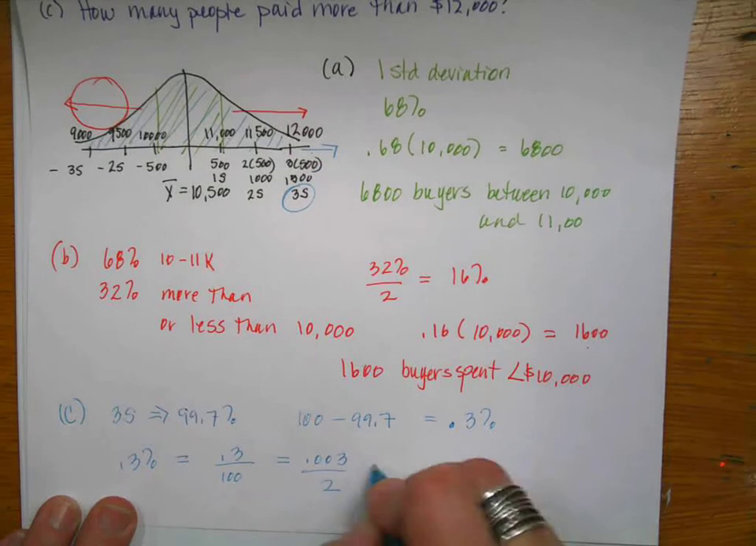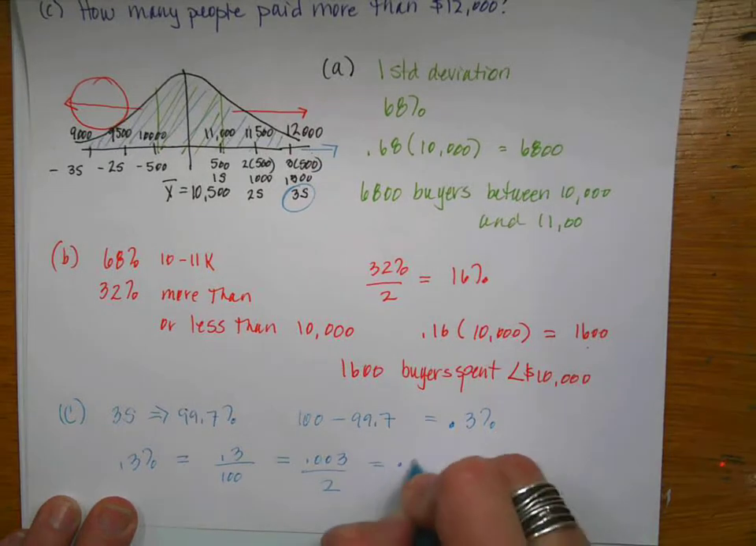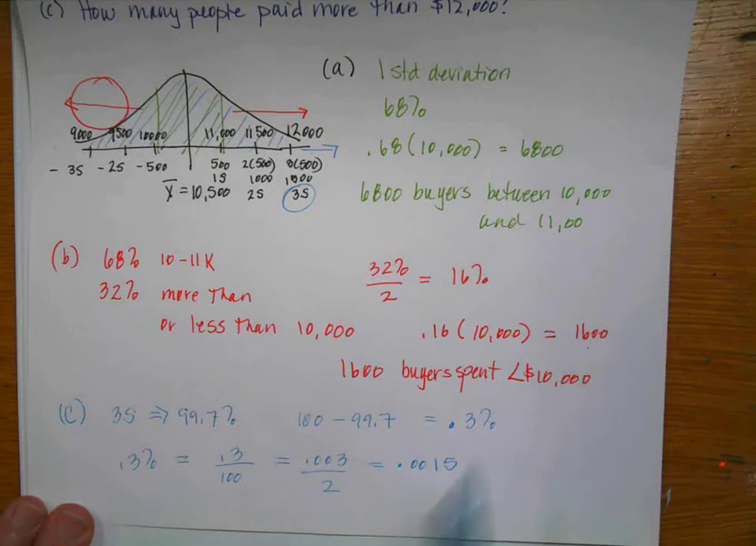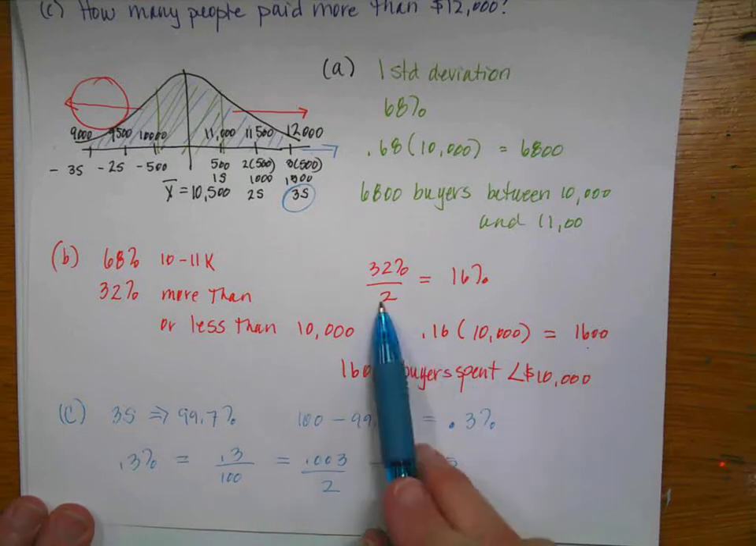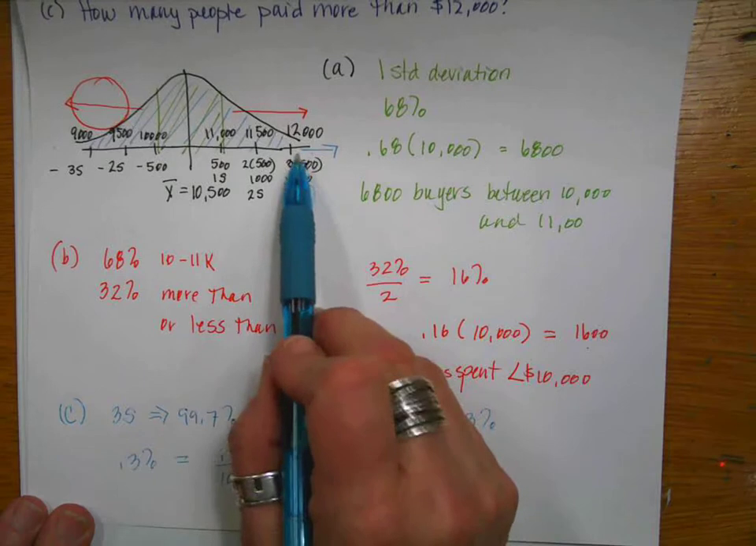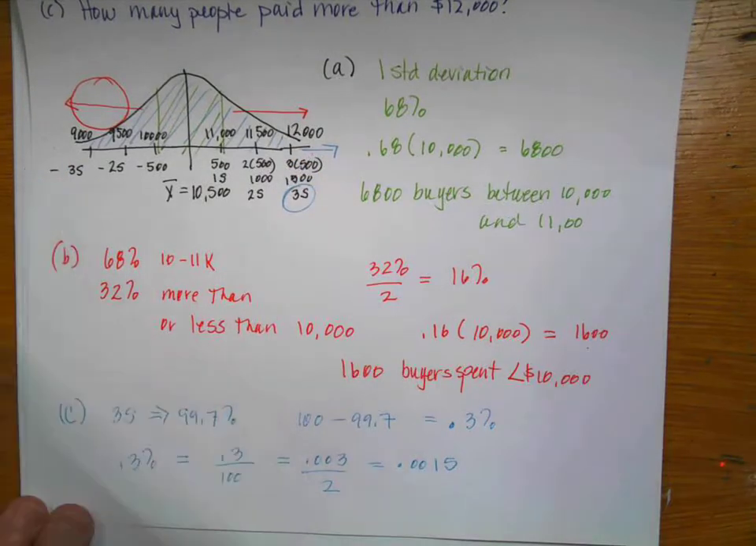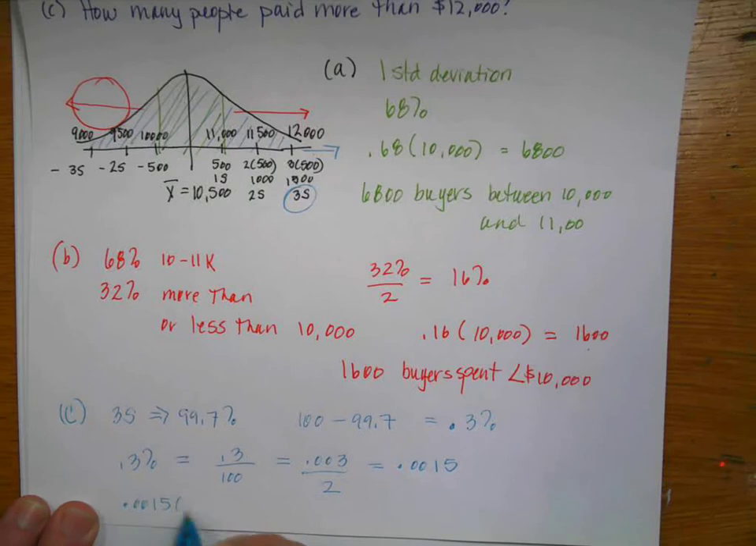And then I only want the top half, so I'm going to divide that by 2 to get 0.0015. Okay, just like we did in this one, where I took half of the percentage, because I'm only interested in the top half of the data. I don't want the bottom half. So now I have my 0.0015.